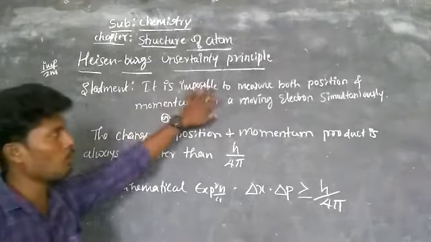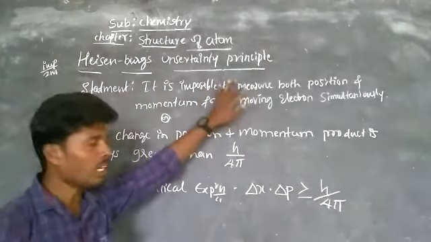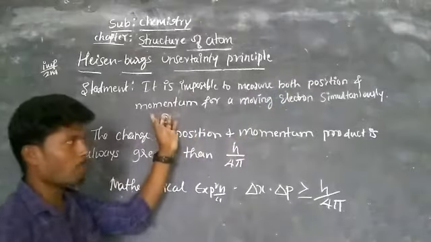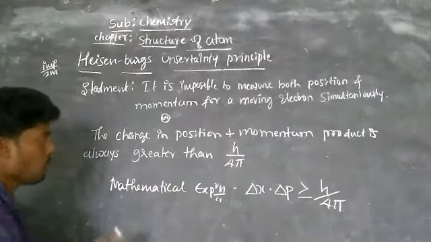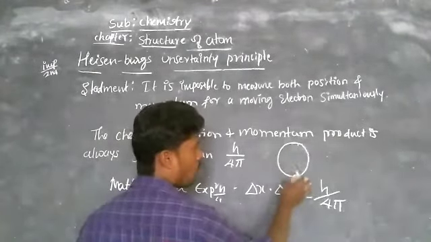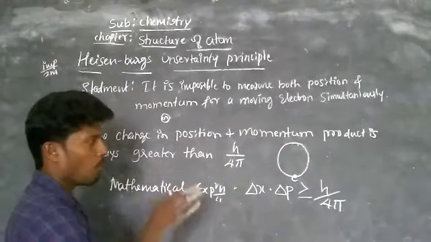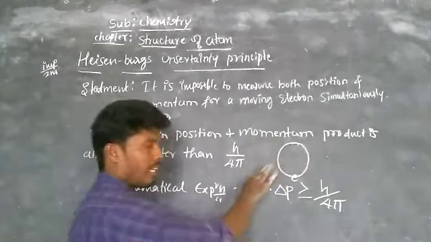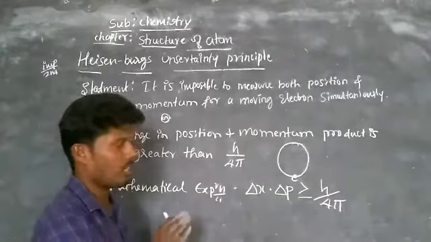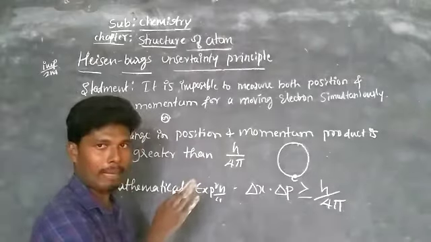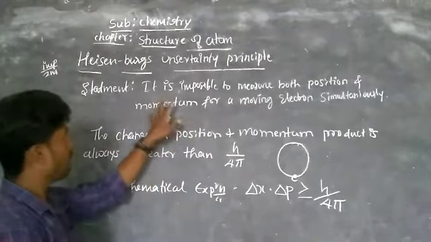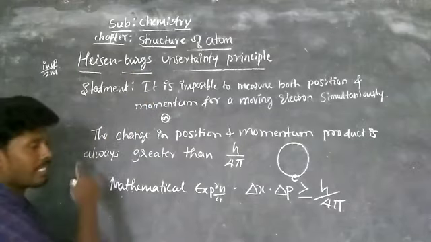It is impossible to measure, that is, we cannot measure both position and momentum for a moving electron. Already I told you, when an electron is moving in an orbit, when it is moving we can say the velocity of an electron, when it is at rest we can say the position of the electron, but we can't say both at the same time, simultaneously. So that is the definition given by the uncertainty principle, that is Ensemble.